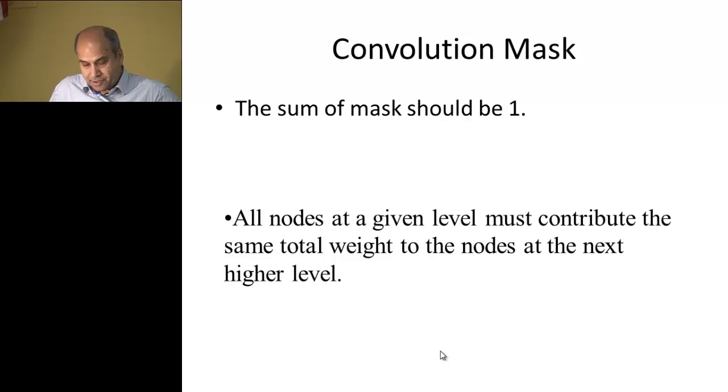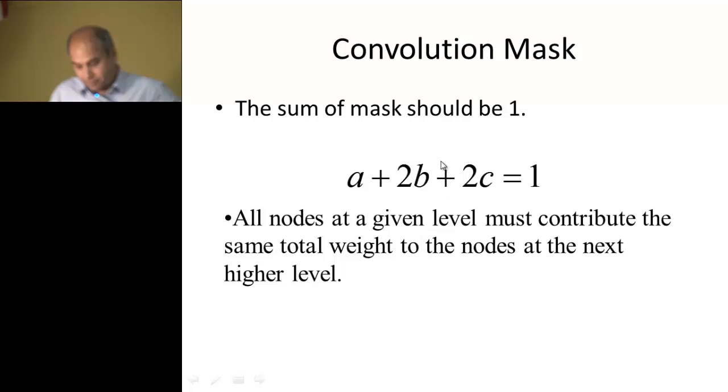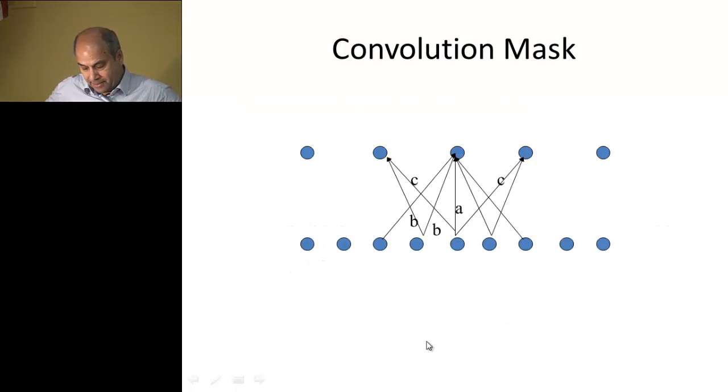And the second constraint we are going to put, which is important, is that all nodes at a given level must contribute the same total weight to the nodes at the next level. I'm going to explain this, but for the first one, the sum should be 1, because we have 2 B's, 2 C's, and 1 A, so A plus 2B plus 2C should be 1. And this constraint will give us A plus 2C is equal to 2B, and this is explained here.